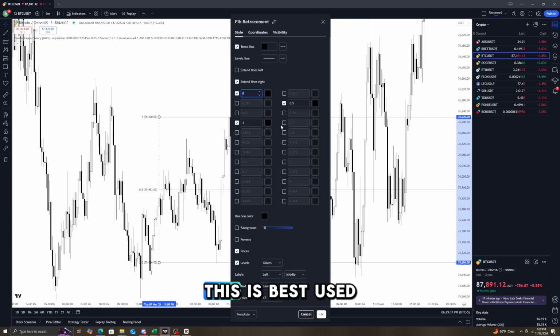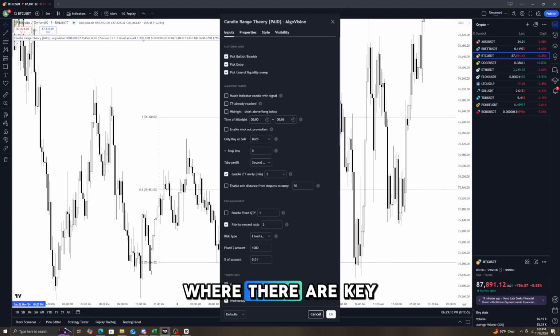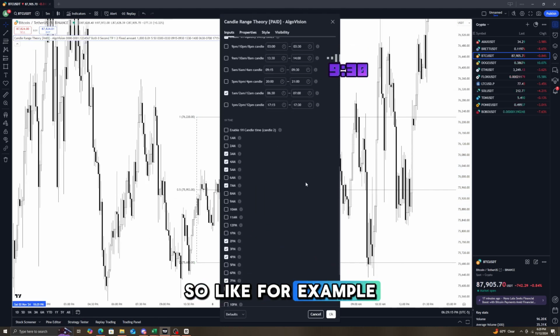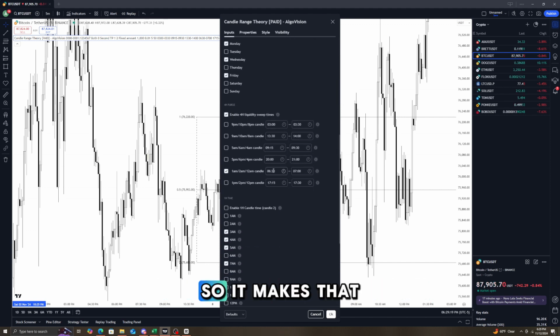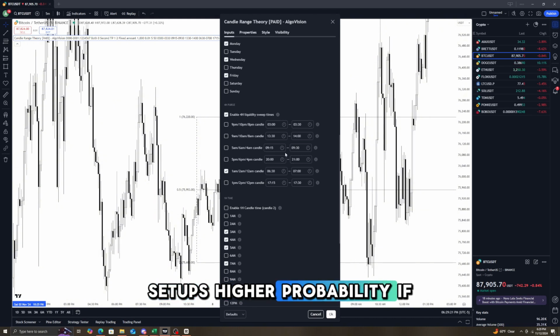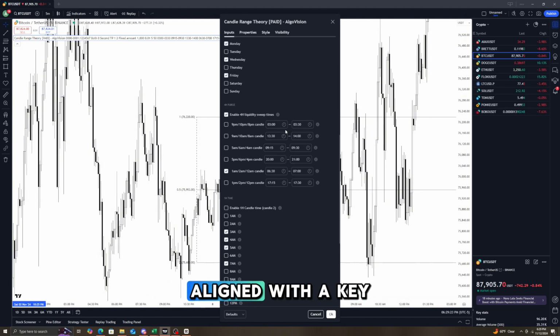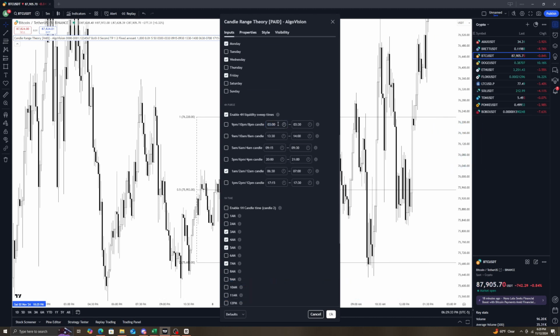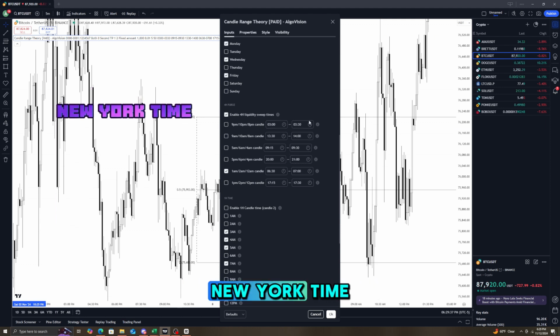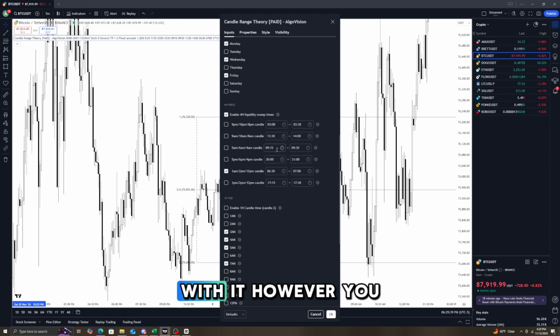And the way that this is best used is where there are key manipulation times. So like, for example, 9:30 when the stock market opens, there's key manipulation there. So it makes setups higher probability if your purge time aligns with a key manipulation time. So we marked out all the 4-hour candles, and you can play around with them yourself. Like there's London session open at 3 a.m., 3 a.m. New York, and you can play around with it. This is all in New York time, so you can play around with it however you like.